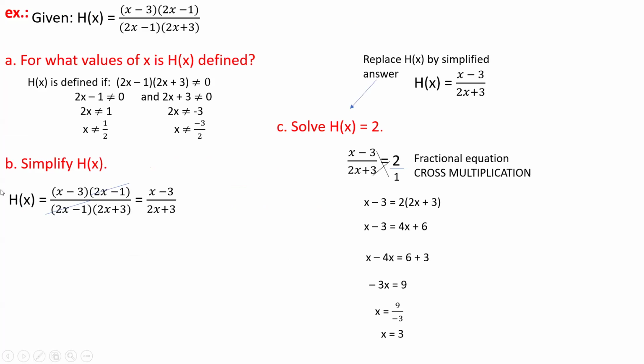This is called the simplified e of x. Let's solve an example. We are given h of x, which is (x minus 3) into (2x minus 1) over (2x minus 1) into (2x plus 3). The first question is, for what values of x is h of x defined?